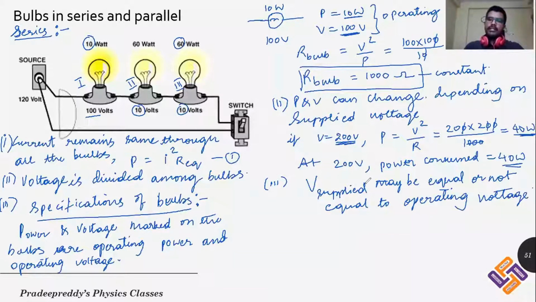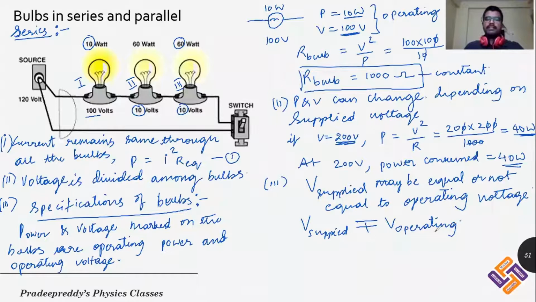If the operating voltage and supplied voltage are the same, then the power written on the specification will be consumed. But it may not always be the same. It may be different also. Sometimes it will be less, sometimes it may be more. Therefore, V supplied may be equal or not equal to the operating voltage. Based on that, power will be consumed. Based on that power, these bulbs will have different brightness.